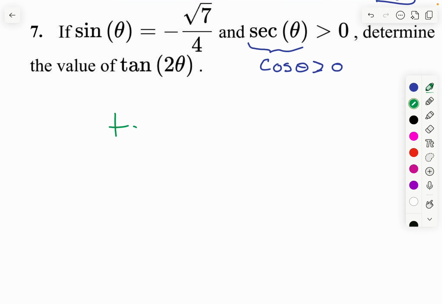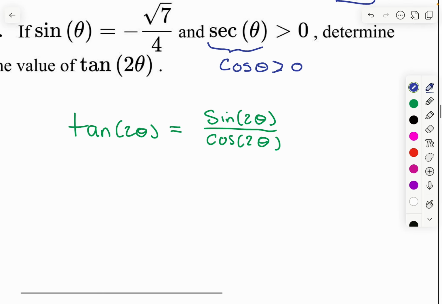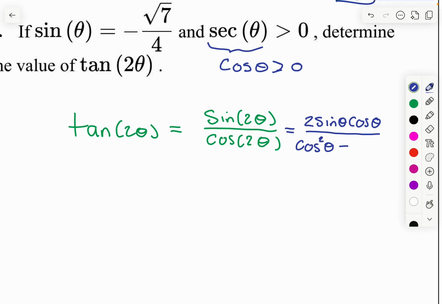Tangent of 2 theta, since I have some information on sine, I'm going to write this as sine over cosine, which we know is an identity. So it would be sine of 2 theta divided by cosine of 2 theta. Okay, but sine of 2 theta is 2 times sine of theta cosine of theta. And then cosine has 3 identities, so it shouldn't matter which one we use. I'm going to use the one that's cosine squared minus sine squared.